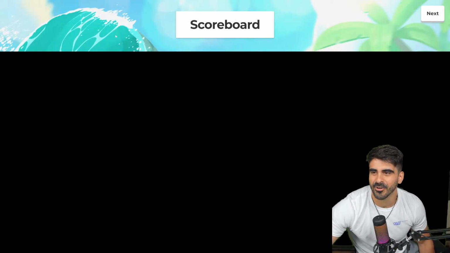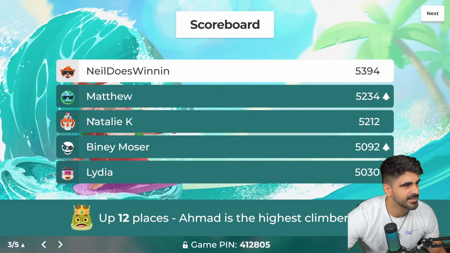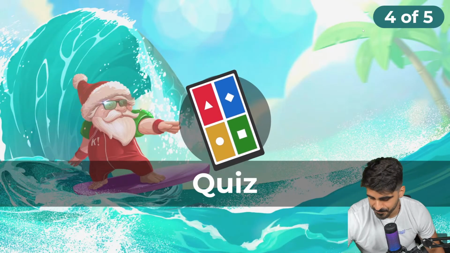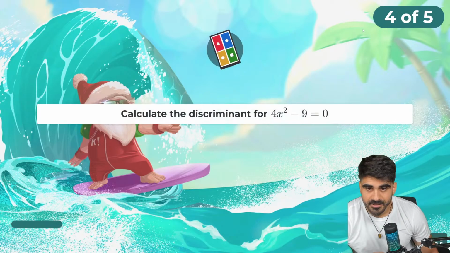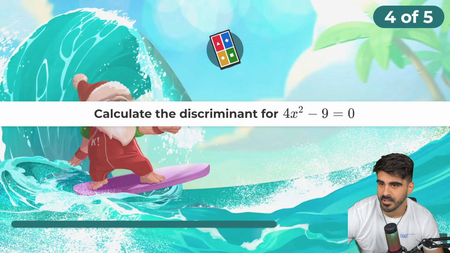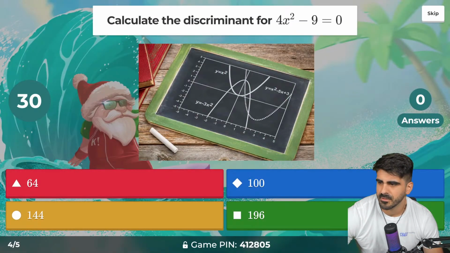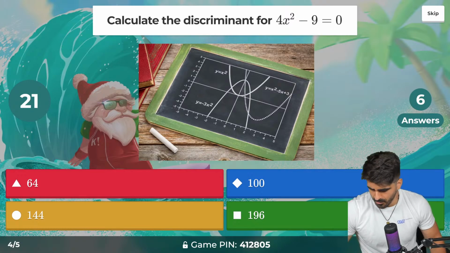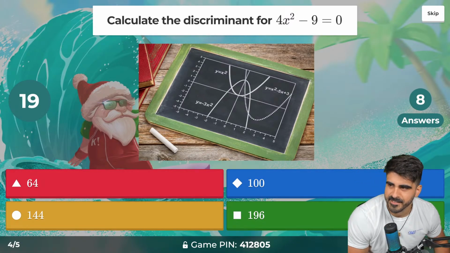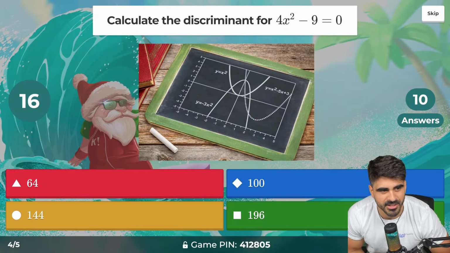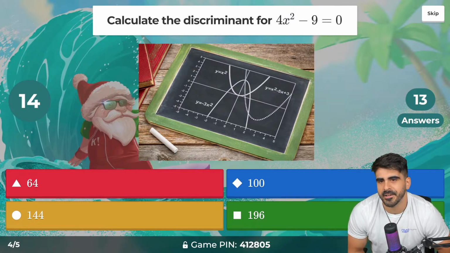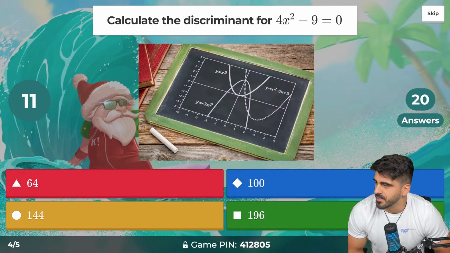Alright. Still maintaining some gap here. You guys need to still up your game, mate. So, next one, question 4. Calculate the discriminant. No, why have I got the answer button? I think I was 7th to answer that. I think I was quite slow there.